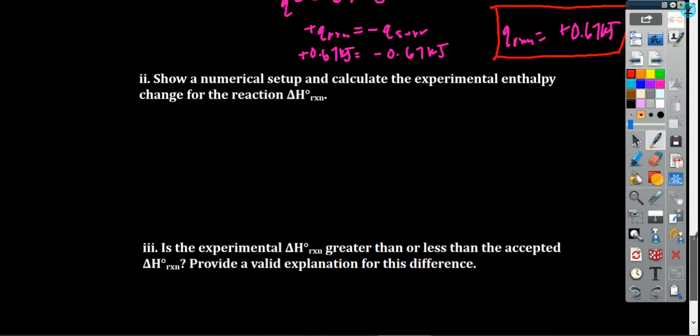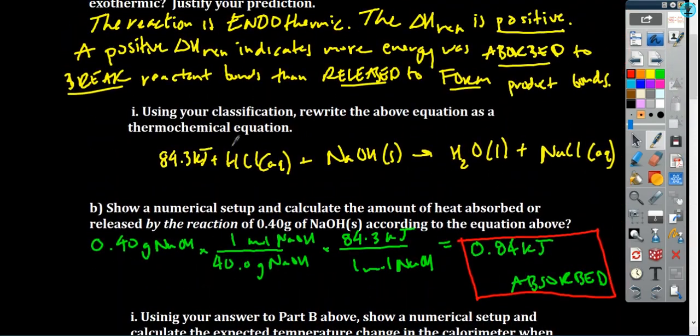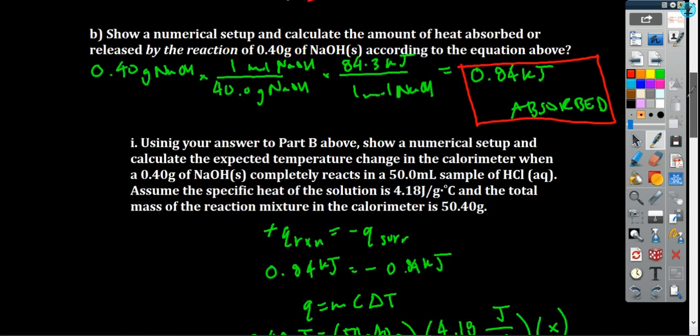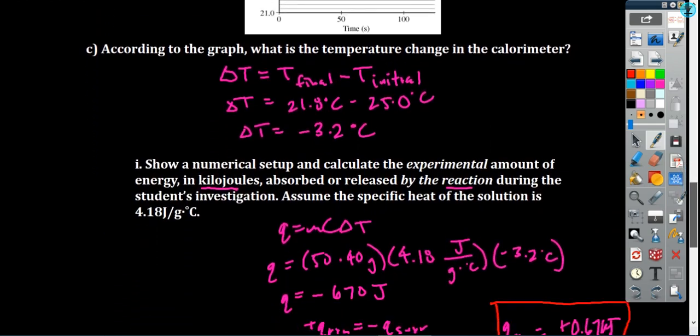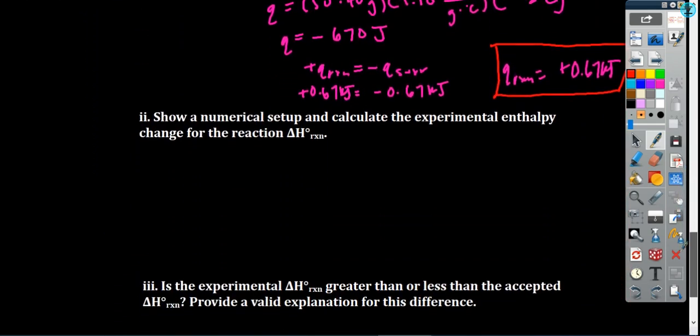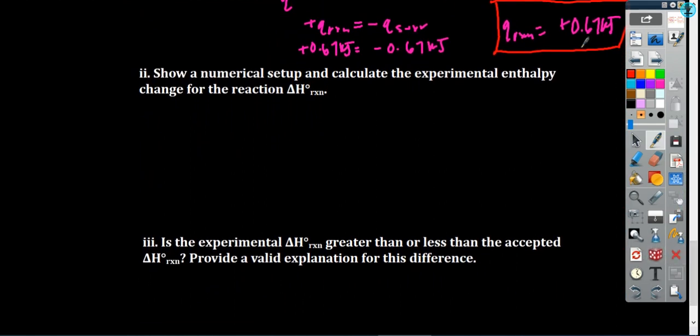So remember, the reaction is showing us how much heat 1 mole of sodium hydroxide would absorb as it reacted according to this equation. And we did not react 1 mole. We reacted 1/100th of a mole. And experimentally, we absorbed 0.67 kilojoules of heat. So to calculate the enthalpy change of the reaction, we're just going to take our heat of the reaction and divide it by the number of moles that reacted.